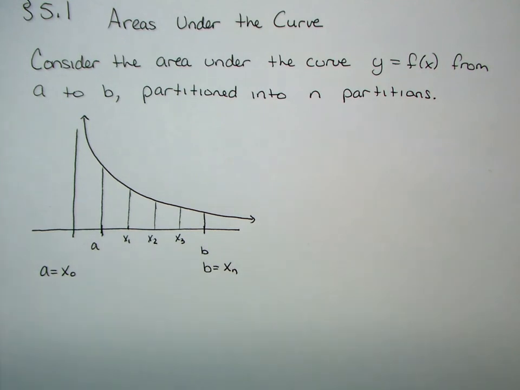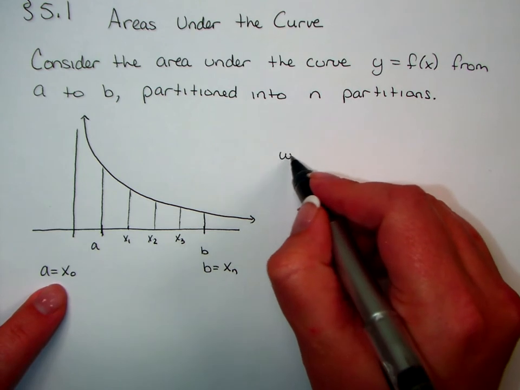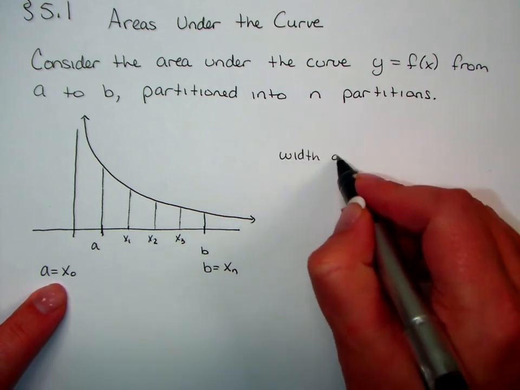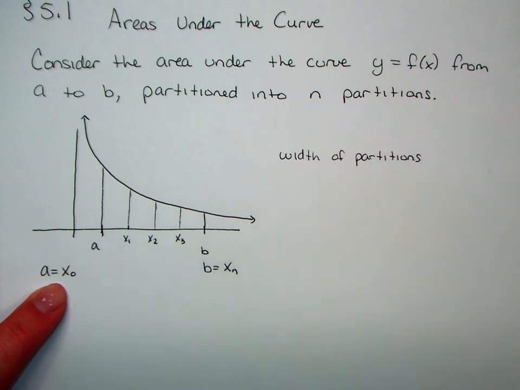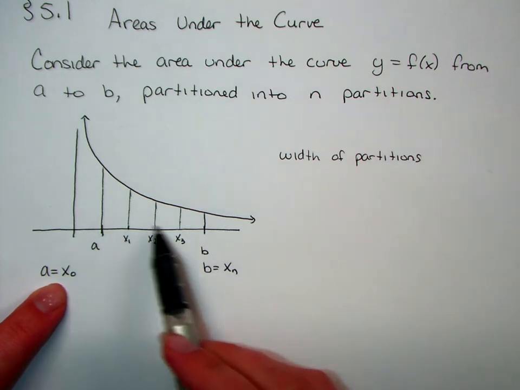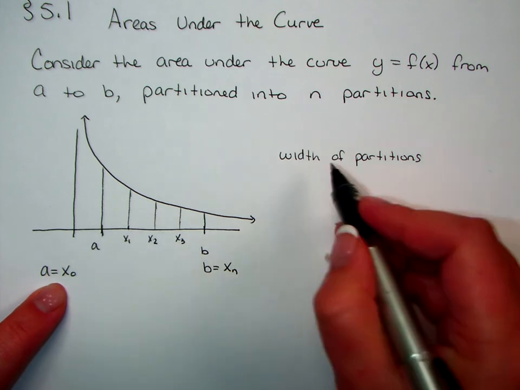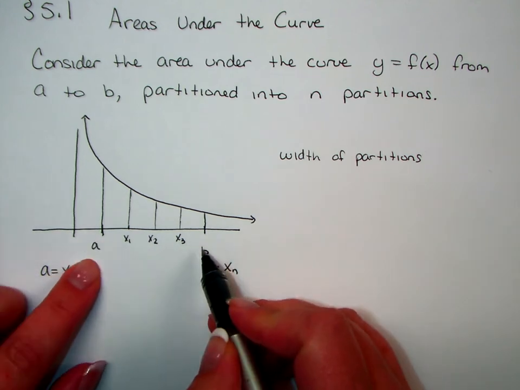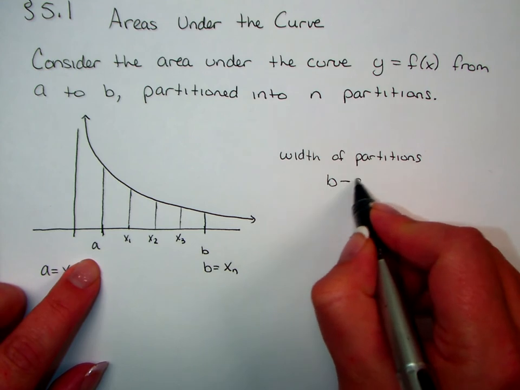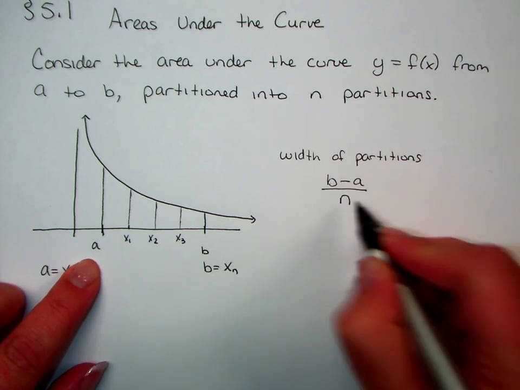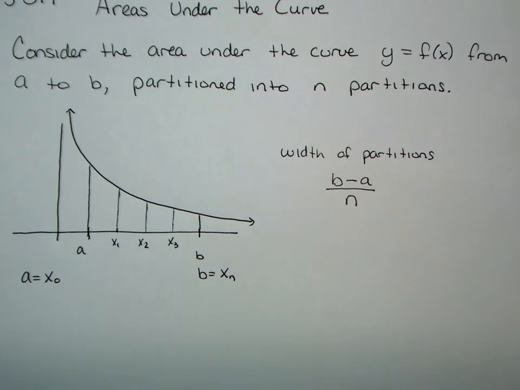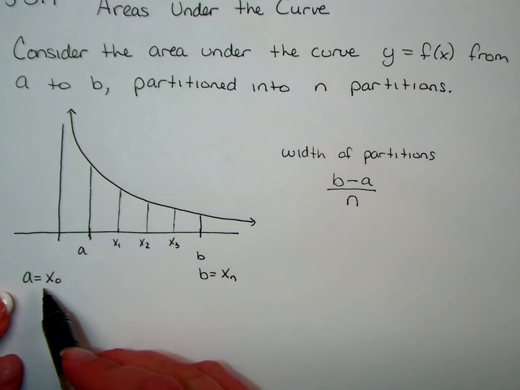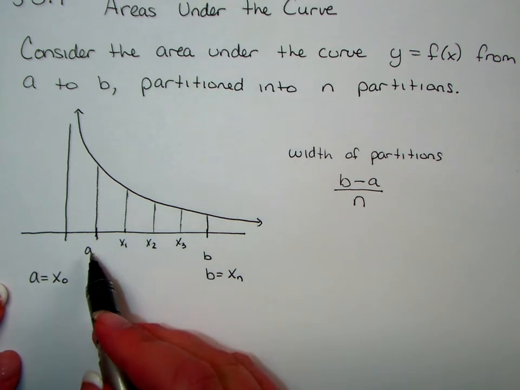All right? So first, let's go ahead and talk about what the width of our partitions are. The width is going to be dependent on how many times we divide this area. So we're going to take the total distance from A to B. So it's going to be B minus A, and we're going to divide it by N. So in this case, I would have just done B minus A divided by N, right? So I want you to see that x sub 0 is just A.